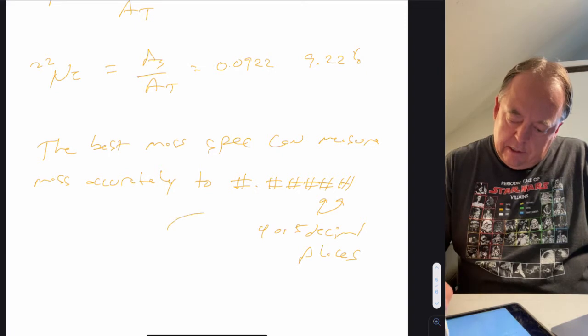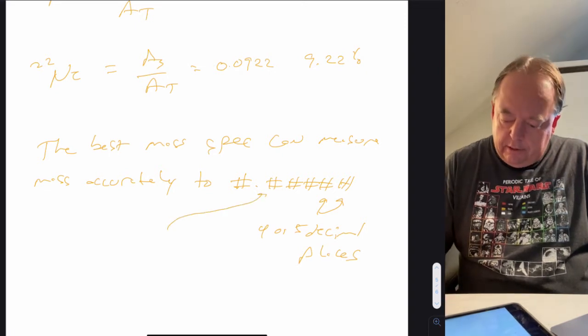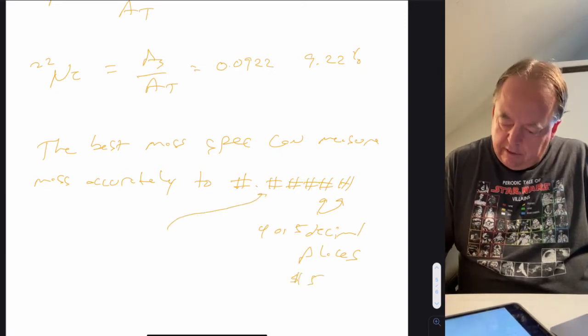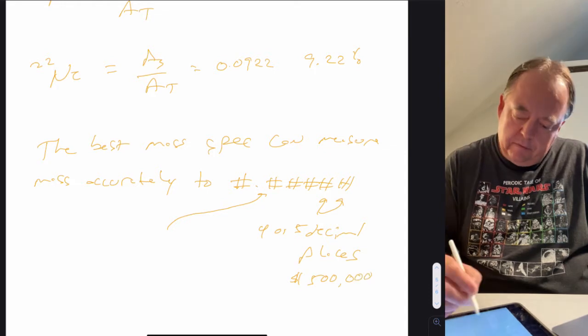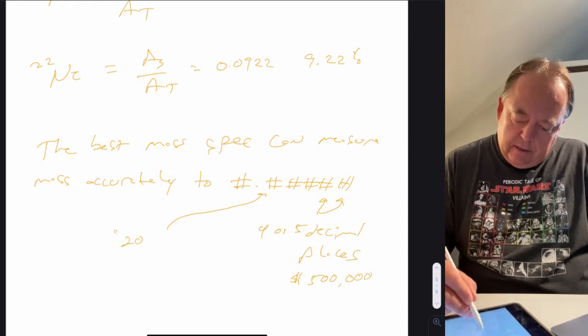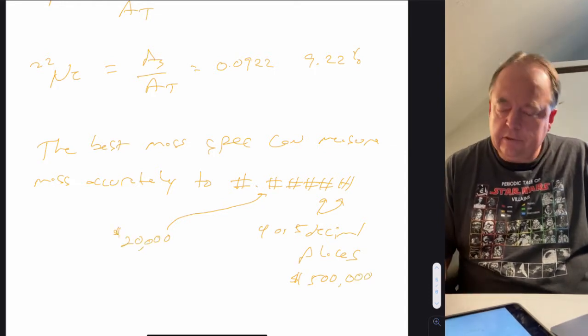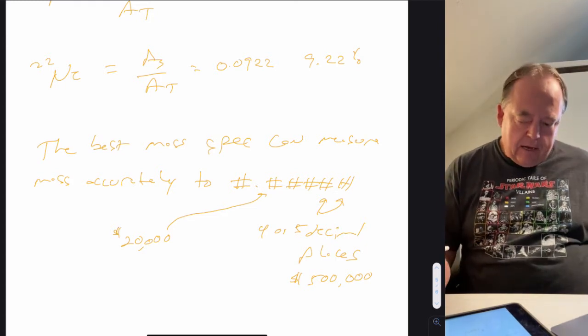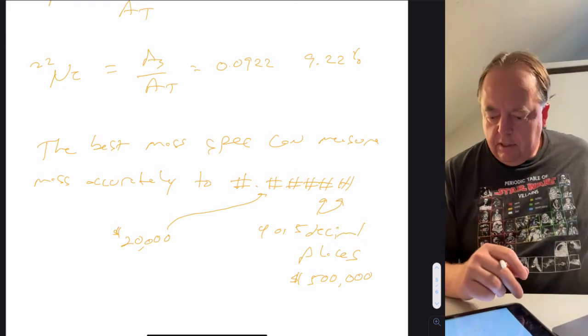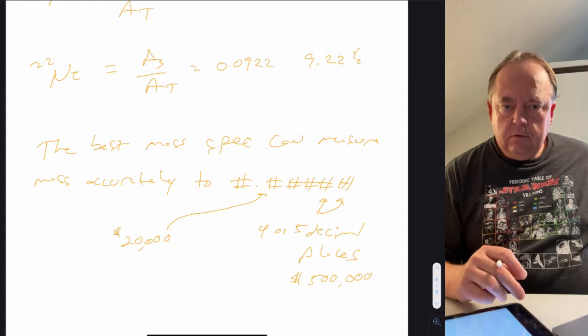If you only need to measure the mass to maybe 1 decimal place, this is going to cost you about $20,000 for an instrument. So it all depends on how much resolution you need, depending on which instrument you would want.